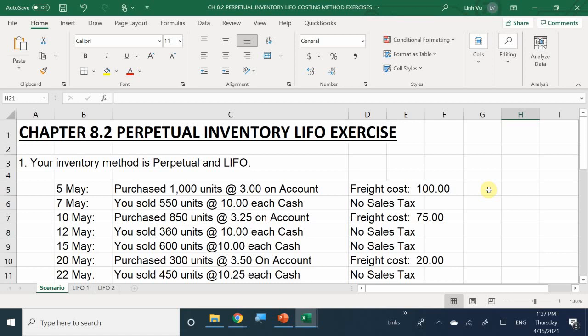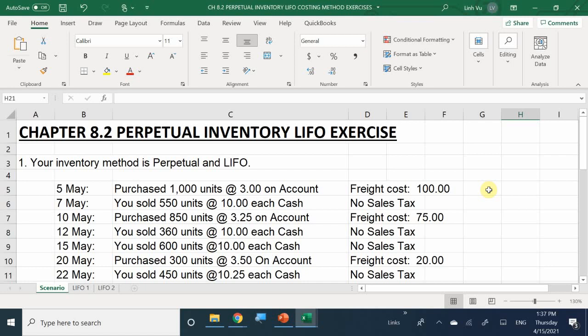All right. So once again, yesterday we got to go take a look at the 8.2 PowerPoint. And like I've discussed before, everything's going to be identical except for how you calculate your cost of goods sold.